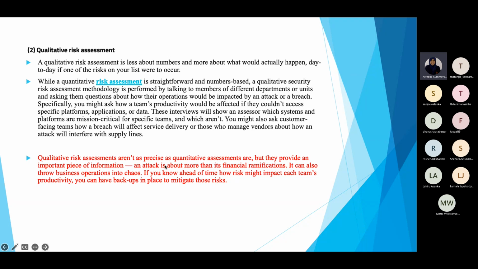If you know ahead of time how a risk might impact each team's productivity, you can have a backup in place to mitigate those risks. So that's why they are saying both qualitative and quantitative are important, but the qualitative is more precise, though that doesn't mean quantitative doesn't serve a purpose. Because if you know both in parallel, there's a very good chance that you can mitigate a risk that can happen in a workplace, right? So that is something you need to know.